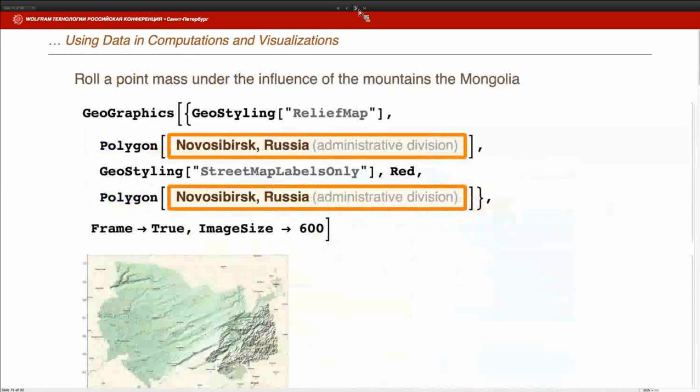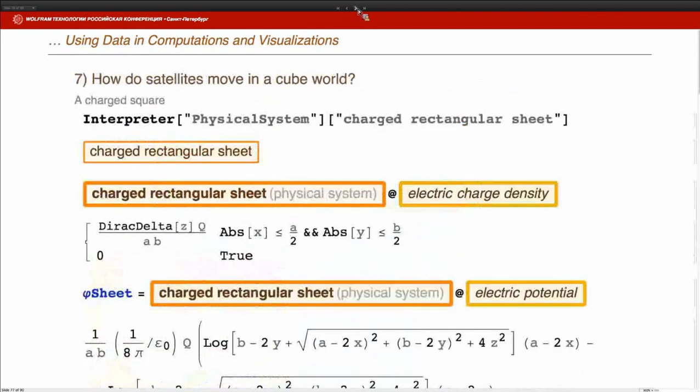So let's skip this one. No, let's skip this one too. It's not enough time. Here's the interesting one.